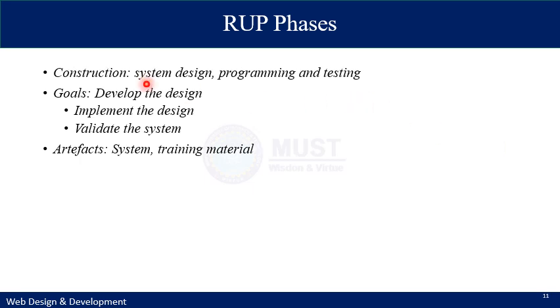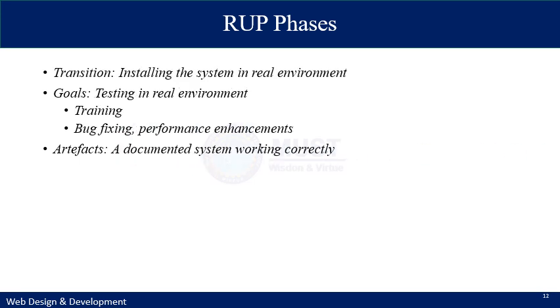So when you are clear with the elaboration of the problem, you start construction. This is the third phase of your RUP process. It involves the system design, programming, and testing. The goal is to design, implement the design, and validate the system. So when you have the problem clearly formulated, you start coding your application, and after the coding, you start testing or validating your application. The end product will be a web application or some training material to use that web application.